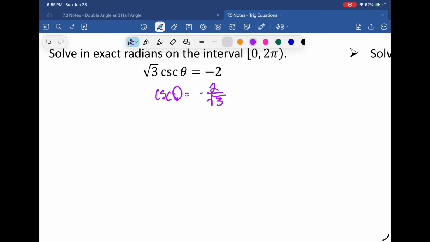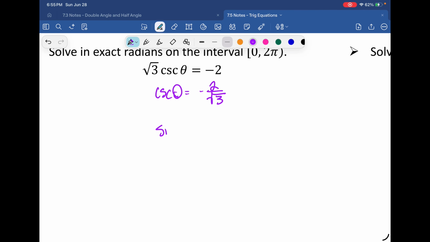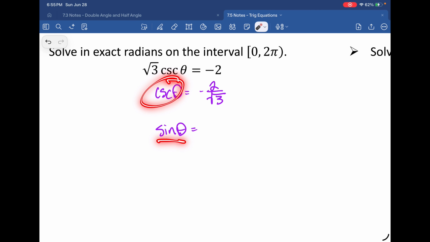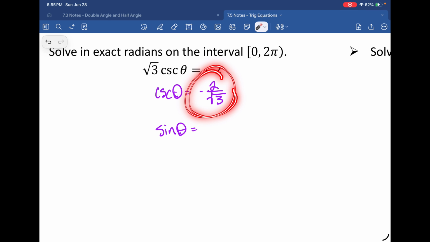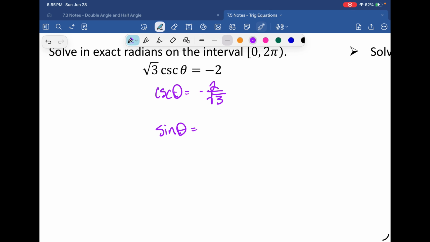Okay, I don't know cosecant. I do know its reciprocal, sine. So if I take the reciprocal of cosecant, which is sine, then I need the reciprocal of -2 over root 3, which is negative root 3 over 2.